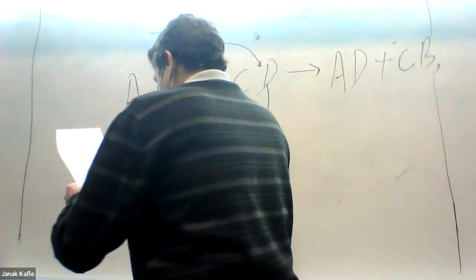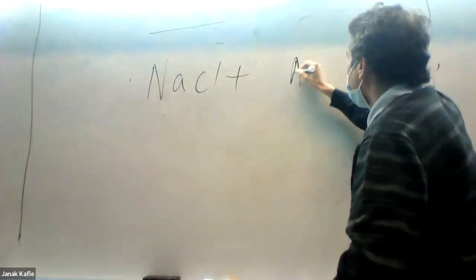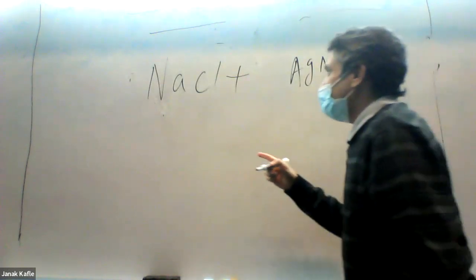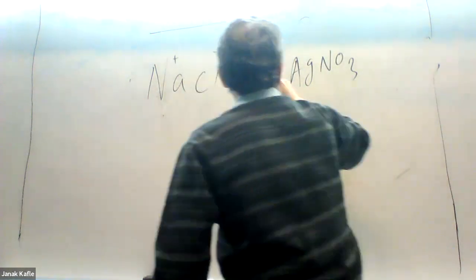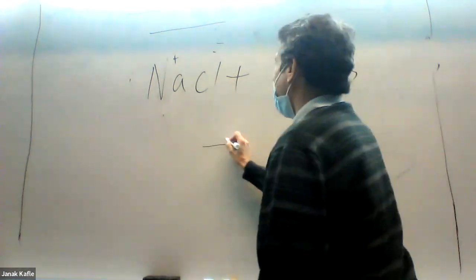Now let's write one real example here. The example here is NaCl. I have sodium chloride and I have silver nitrate. So I throw these two compounds in water, right? So this is a reaction in water. The first is always plus, the second is always minus. First is plus, second is minus. These are ionic compounds. Just change the friend.